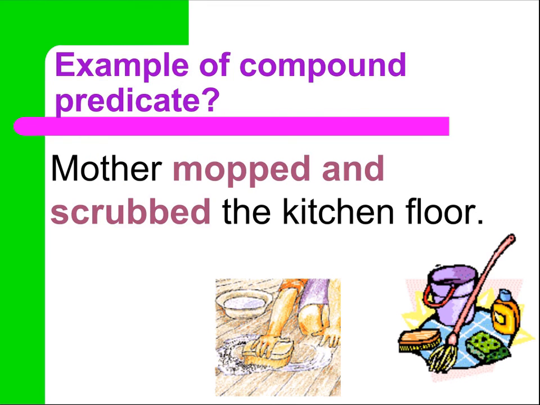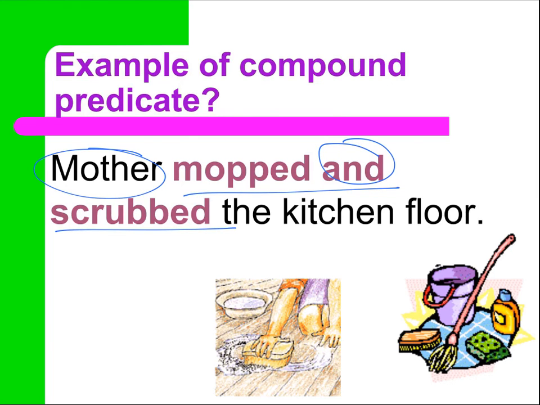Here's an example. Mother mopped and scrubbed the kitchen floor. Who or what is the sentence about? Mother. That's the subject. And what is mother doing? She's doing 2 things, joined by the conjunction. She mopped and scrubbed.